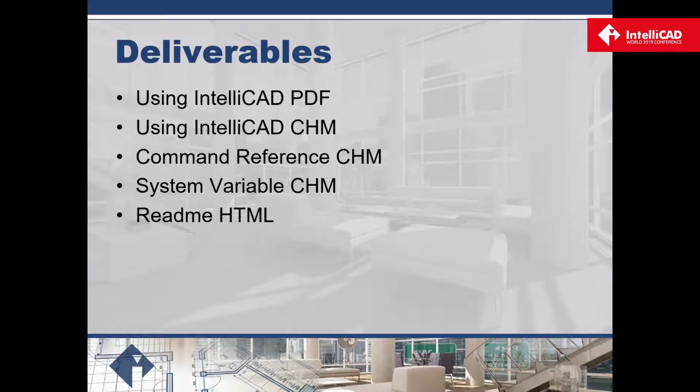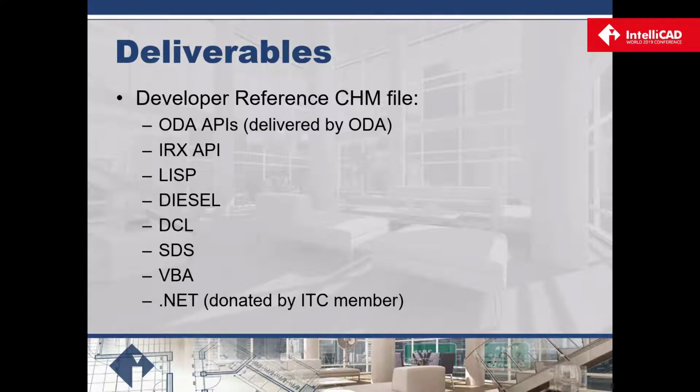In addition to those help files, we also have the developer reference help files. Those are for the APIs, and you can see all the different APIs that are documented. For whatever current release we're working on with the ODA libraries, we use their same help files and integrate those. The rest of them we deliver, except for the .NET one that's donated by an ITC member. So those are all available.